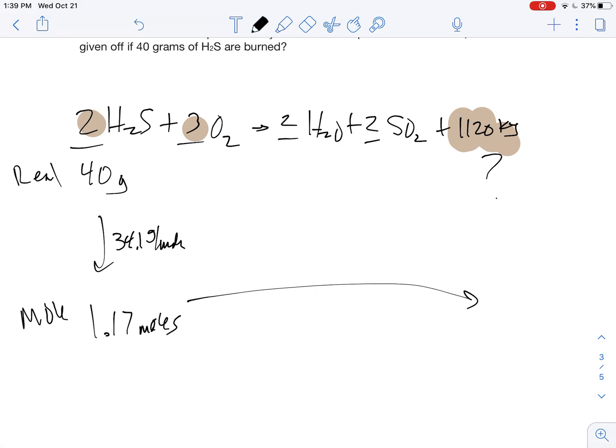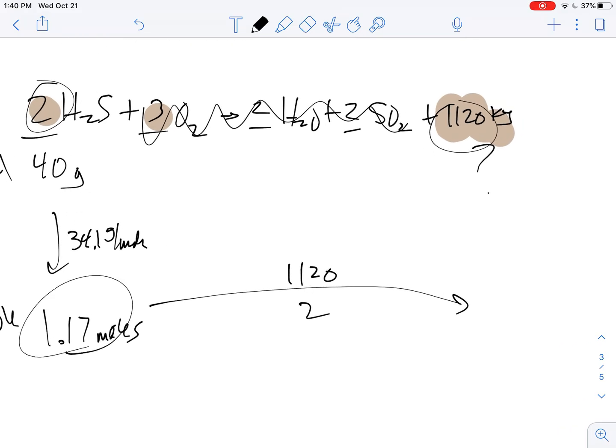So I want to go by a 1,120 to 2 ratio because those are the two things that I'm interested in. These guys are around to balance the equation, but I really don't care about them in this particular problem. So it's a 1,120 to 2 ratio. So 1,120 to 2 at my 1.17, if I multiply all that out, I get 657 kilojoules, and I'm done.